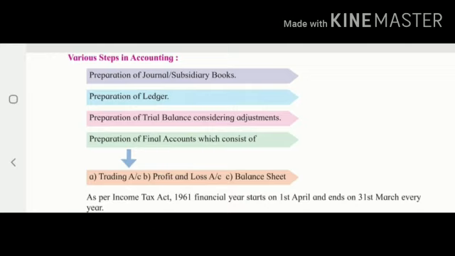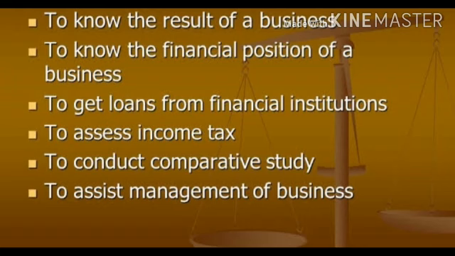After trial balance, we have to prepare a final account. Final account is a summarized record of the whole financial year: how many transactions we have done, whatever the expenses are, all are recorded in that final account, whether the business is earning profit or suffering loss. So final account is a summarized record of all business transactions during the financial year.